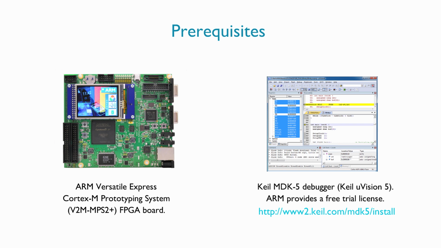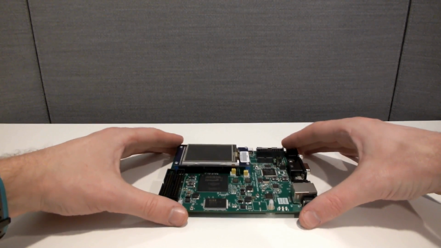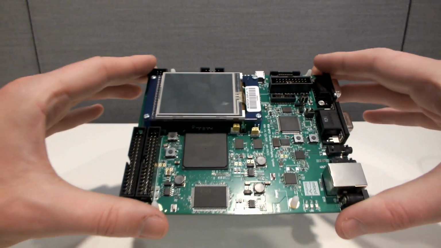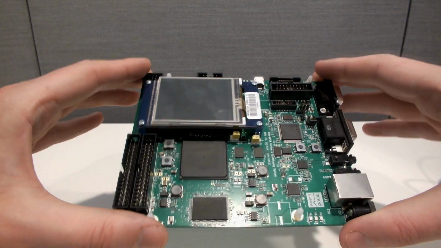ARM provides a free license for the tool, and instructions on accessing this license were included in the email that you received after downloading the DesignStart package, allowing you to run the full version of the Keil software. So first, let's take a look at the V2M MPS2 Plus board out of the box.